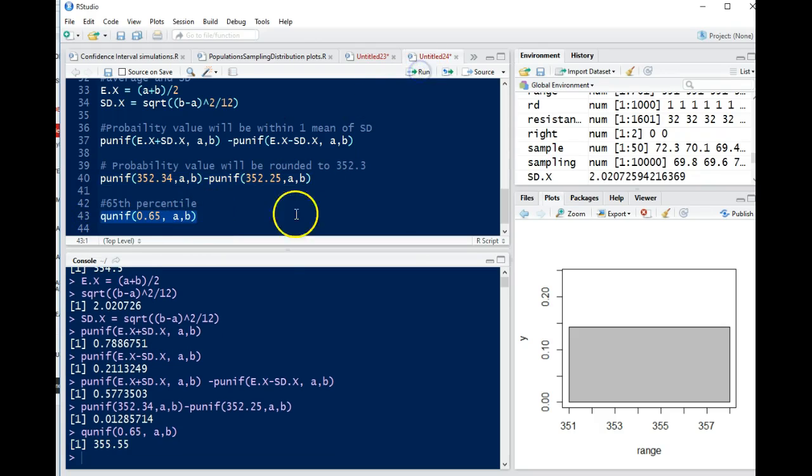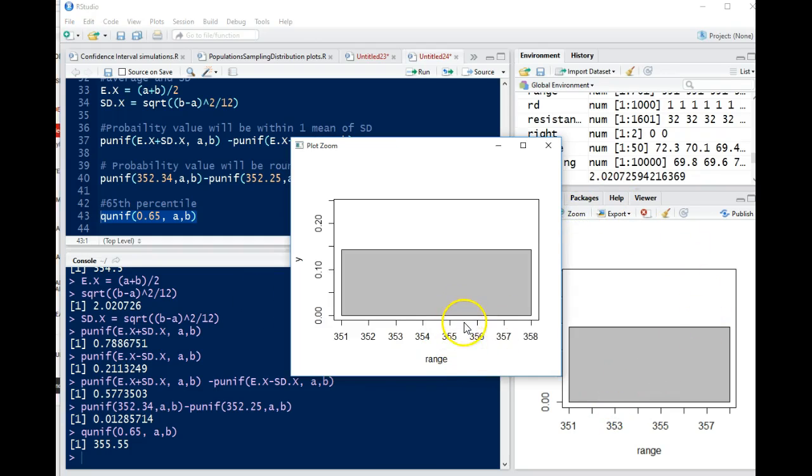We can run this, and sure enough, we get the value 355.55. So if we look at this on the graph, that is about right there. And sure enough, that looks like about 35% of the data is above that and 65% of the area is below that. All right, and this is how you can use R to do uniform distribution problems.